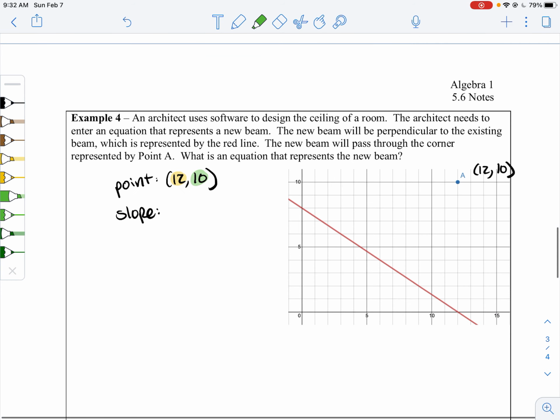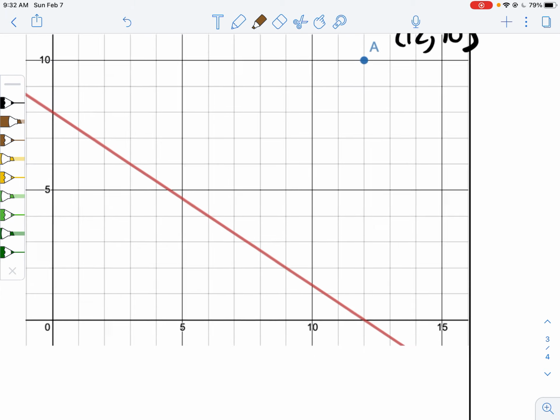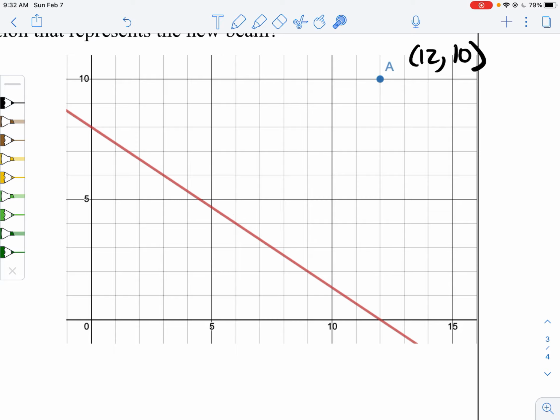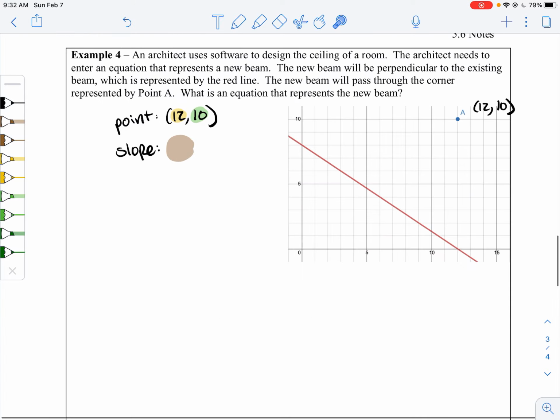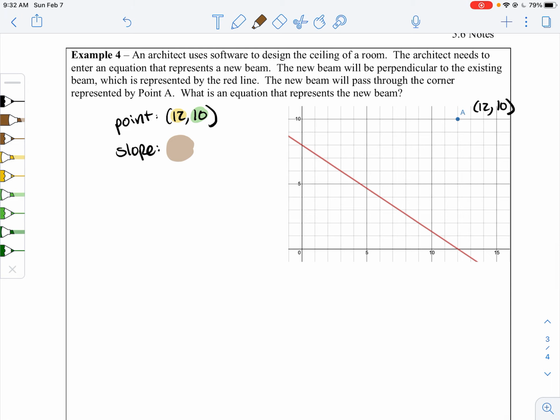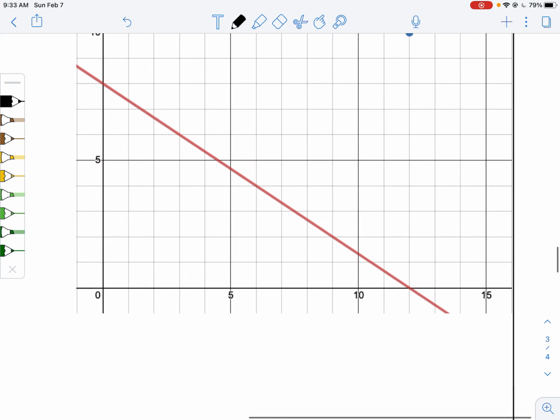But what do we need our slope to be? In order to figure that out, we need to figure out what slope is going to be perpendicular to this line. Well, what is the slope of this line? We've got to figure that out. So the slope that we want is going to be perpendicular to the slope of the red line, our red slope.